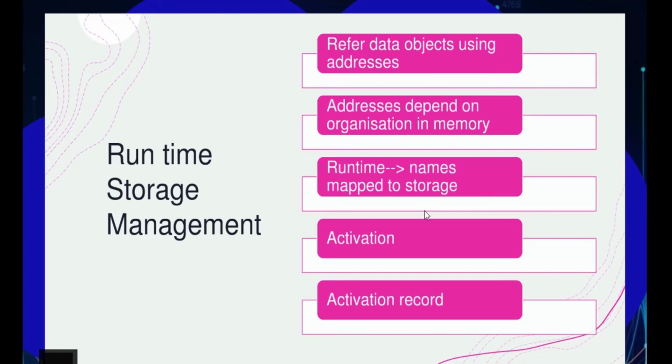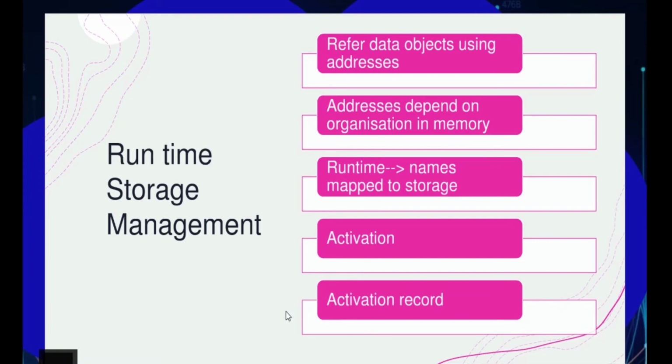The allocation and deallocation of memory is handled by runtime systems only. It is to manage the activation of procedures. Okay, so the execution of each procedure is called an activation. Information during an execution of a procedure is kept in a block of storage called an activation record. So what does an activation record contain?